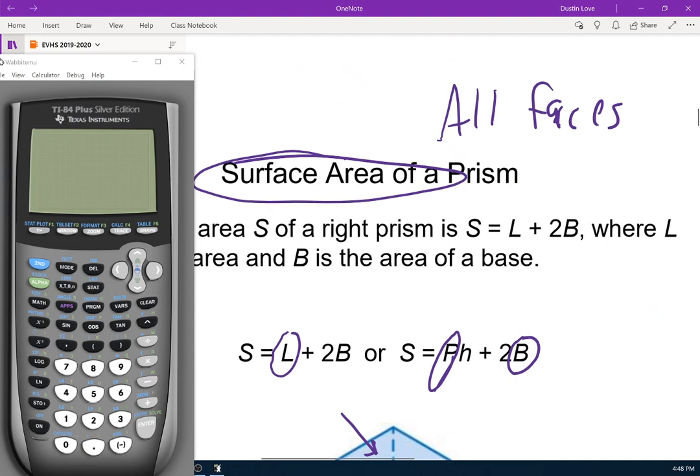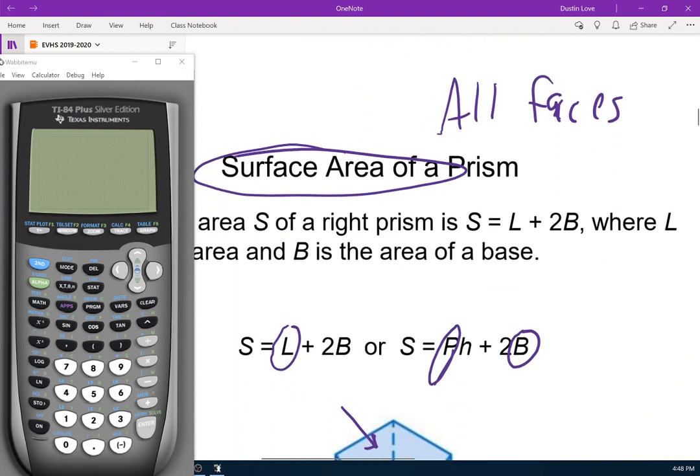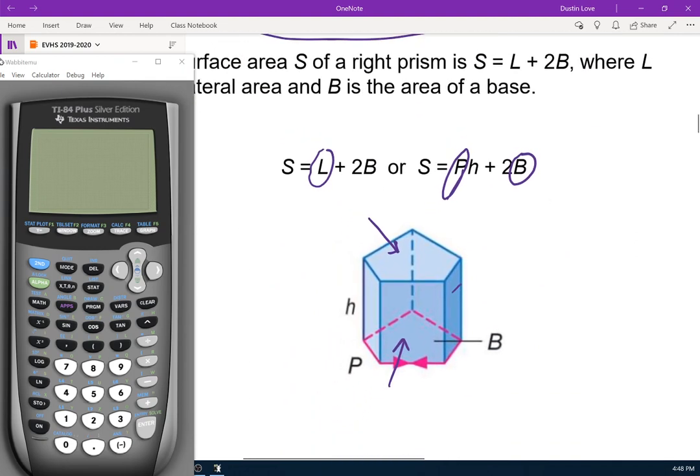I should have mentioned that when we had this one. Capital P is perimeter of the base. Now, the only difference for surface area is we're adding in two bases, and therefore it is just plus 2B. So you're going to have to pull in any area formula you need in order to make that work. Area of a regular polygon, area of a trapezoid, area of a rhombus, whatever you need, depending on what shape this is.